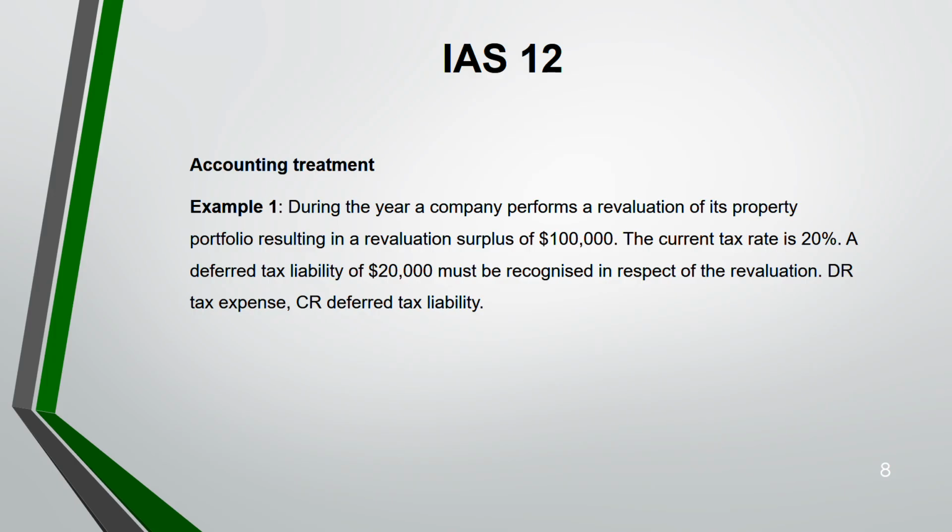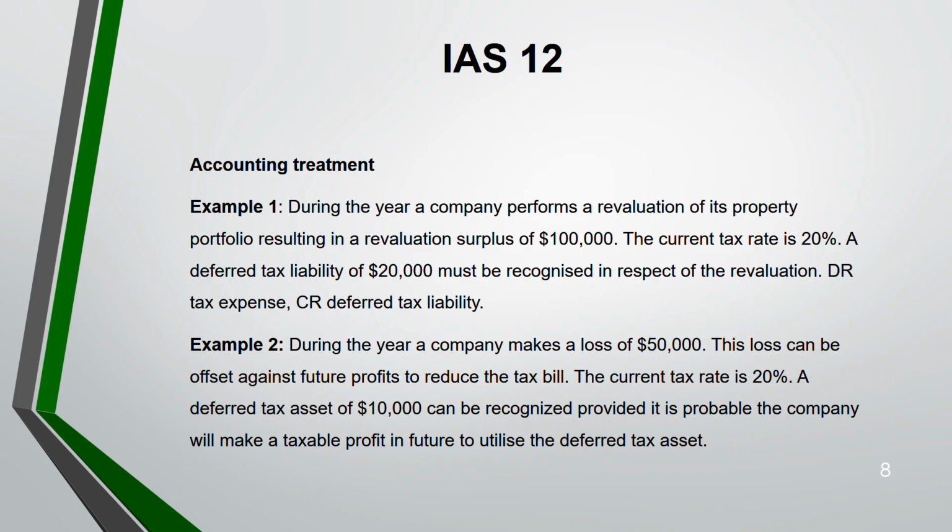Okay. Go to the sources of taxable temporary difference. This is a source of taxable temporary difference. So a deferred tax liability will arise. So 20% on 100,000 is 20,000. This will be recognized in OCI. Why OCI? Because the revaluation surplus goes in OCI. So debit tax expense in OCI, of course, and credit the deferred tax liability.